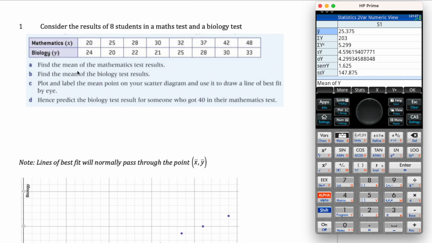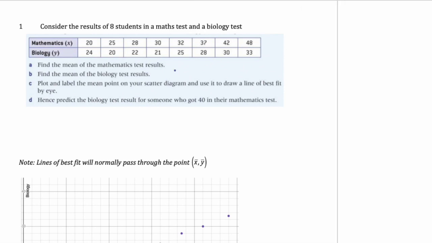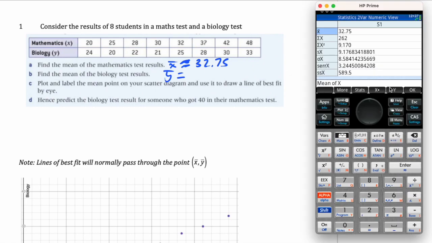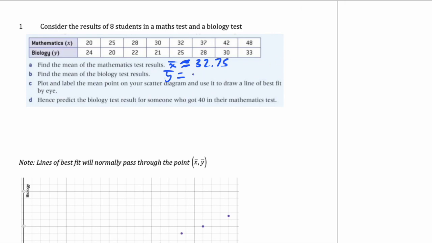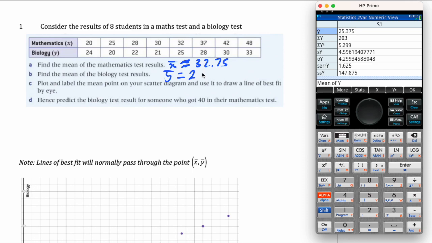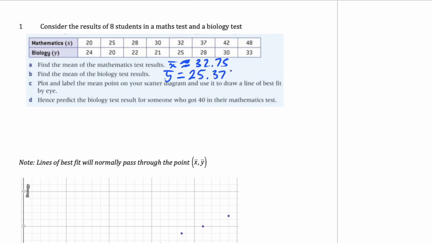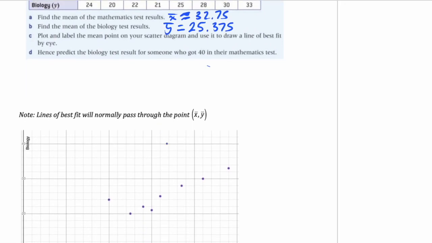This is where you can find the mean of the X and the Y. So if you want to find the mean mathematics score and the mean biology result, then you can get it in here. So the mean mathematical score is 32.75. That's exact, actually, 32.75. And the Y, or the biology scores, it is 25.375, sorry.